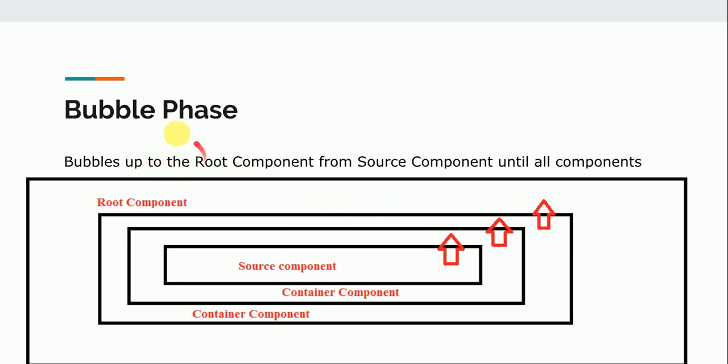So what is the need for these two phases, capture and bubble? If you want to specify which component can handle what phase of the event, we can also identify the order of execution of the events. If I want the root component to be executed last, I must use the bubble phase, because the capture phase is executed first and then the bubble phase.